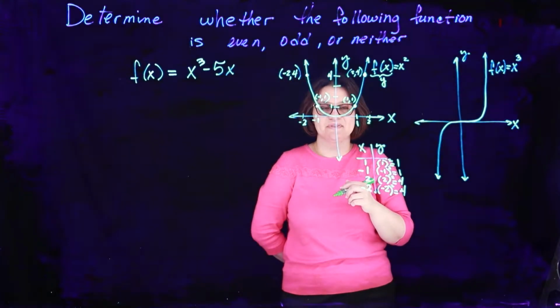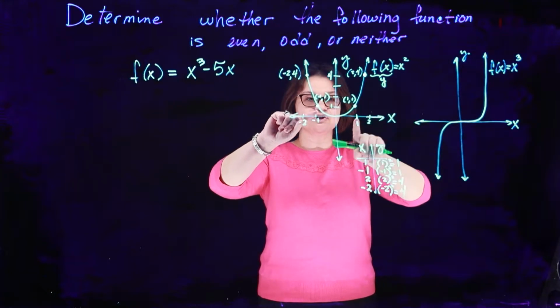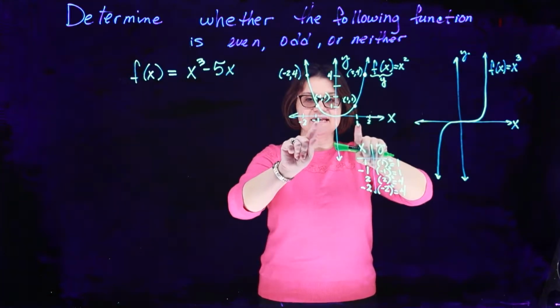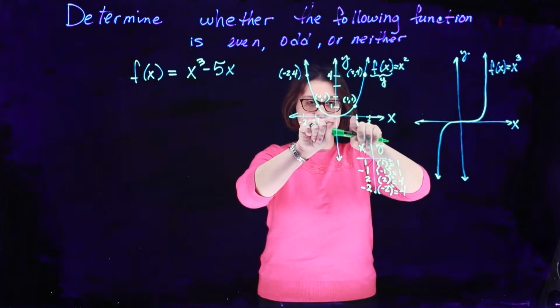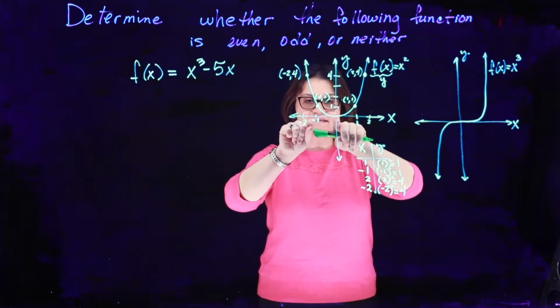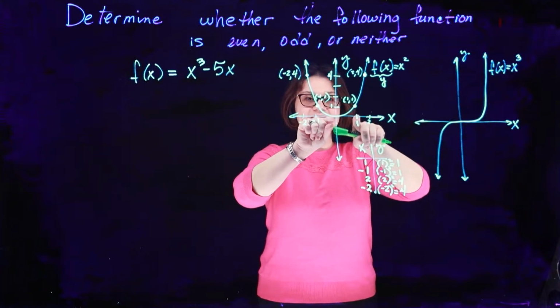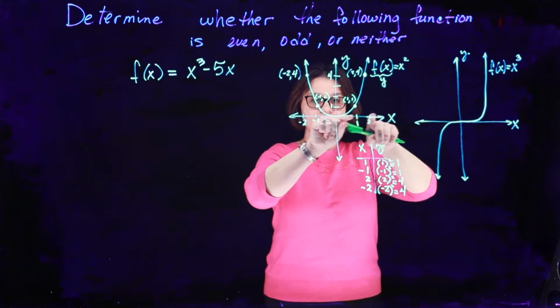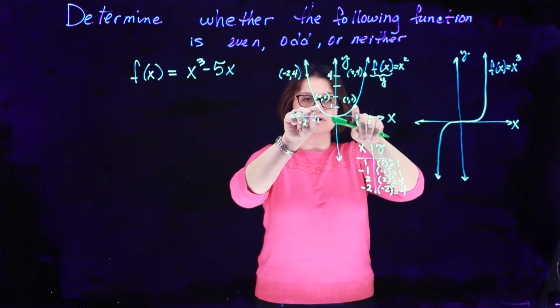Now notice something. It looks like we have a symmetry. If I choose a positive and a negative of the same exact distance, right? The distance from 0 to 1 is 1, and the distance from 0 to negative 1 is also 1. So if I take the same exact distance to the right and to the left, I get the same exact y coordinate.